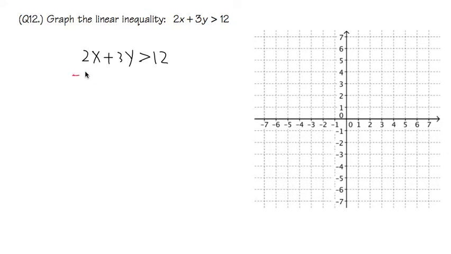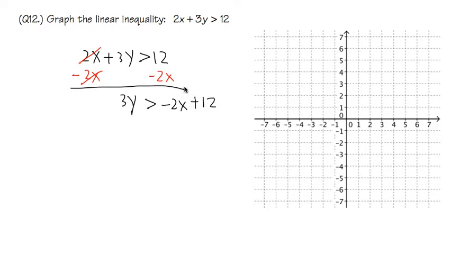So the first step is let's subtract 2x on both sides. This way the 2x cancel, and I'm going to get 3y is greater than negative 2x plus 12. It's pretty much the same step as graphing an equation, and there's just one small step that you have to pay attention to. Now we have 3y is greater than negative 2x plus 12. Let's divide everything by a positive 3.